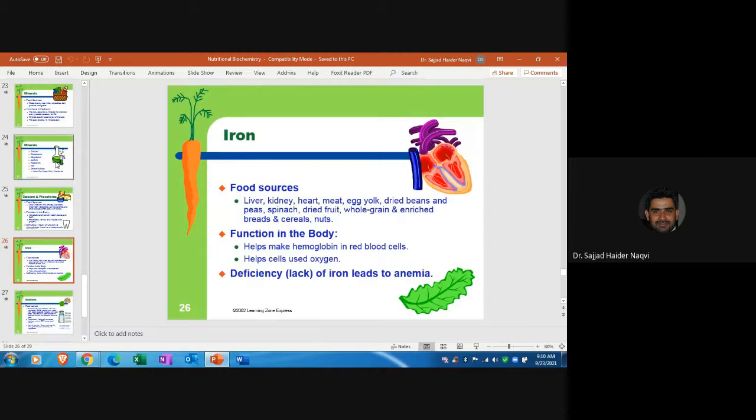Iron sources are liver, kidney, heart, meat, egg yolk, spinach, dried fruit, etc. Function wise, it helps make hemoglobin in the red blood cells, the most important function of the iron in the form of ferritin. And this helps cells to carry oxygen from the lungs to the different cells. The deficiency of the iron leads to a very common disorder, and that's called anemia.